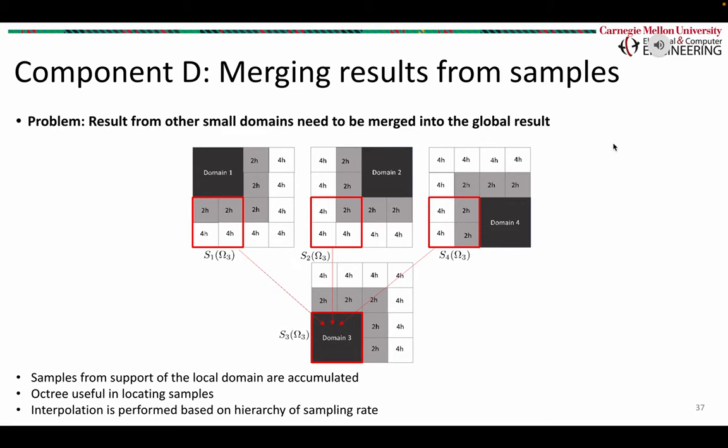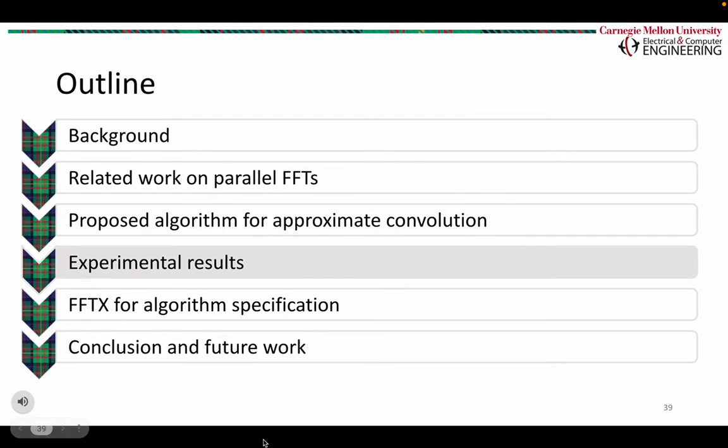The octree is very useful in localizing samples and sampling rates within the grid, which is necessary when interpolating sparse samples to get the final result. This is the final step in our algorithm. Now let's look at the proof of concept, implementation, and results.